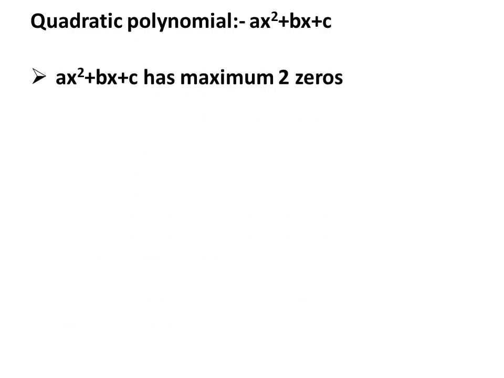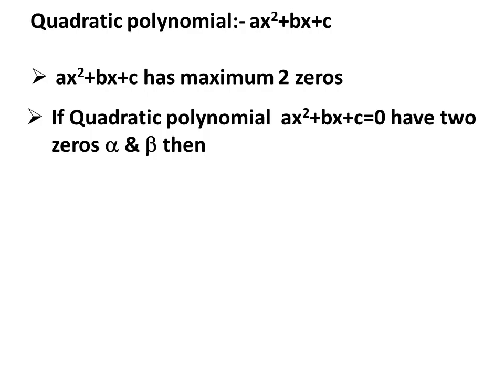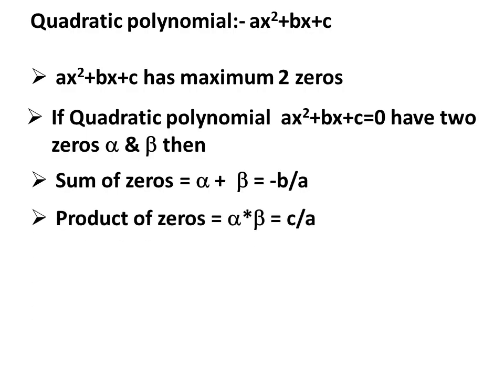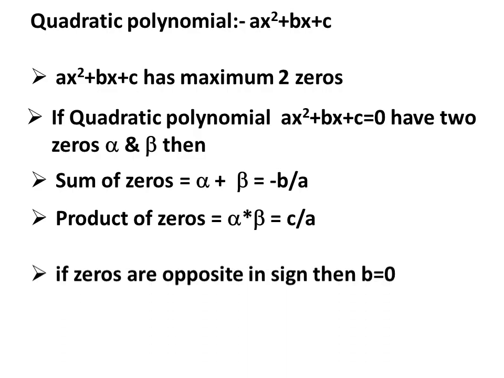Quadratic polynomial: ax square plus bx plus c is said to be a quadratic polynomial. Ax square plus bx plus c has maximum 2 zeros. It means that either it has no zero, or 1 zero, or maximum 2 zeros. If the quadratic polynomial ax square plus bx plus c is equal to 0 and has 2 zeros, alpha and beta, then the sum of zeros is alpha plus beta is equal to minus b upon a. Product of zeros is alpha into beta is equal to c upon a.